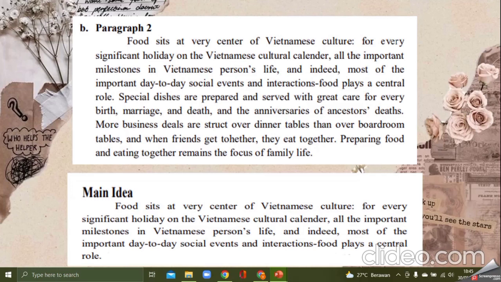Main idea: food sits at the very center of Vietnamese culture. For every significant holiday on the Vietnamese cultural calendar, for the important milestones in a Vietnamese person's life, and indeed most of the important day-to-day social events and interactions, food plays a central role.